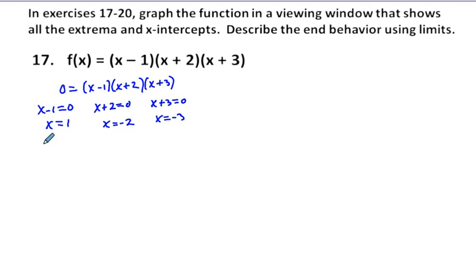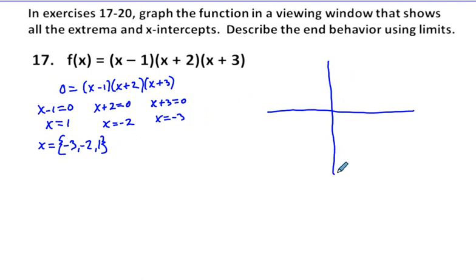And so our zeros are x equals negative 3, negative 2, 1, each with a multiplicity of 1. Looking at an xy coordinate plane like this one here, we mark our zeros at x equals negative 3, negative 2, and 1. And then we can look at the nature of the function.